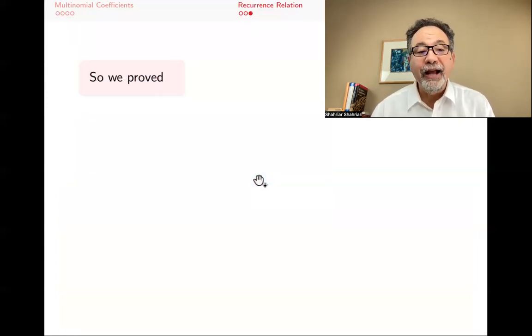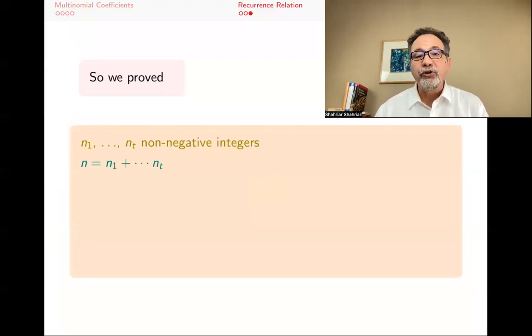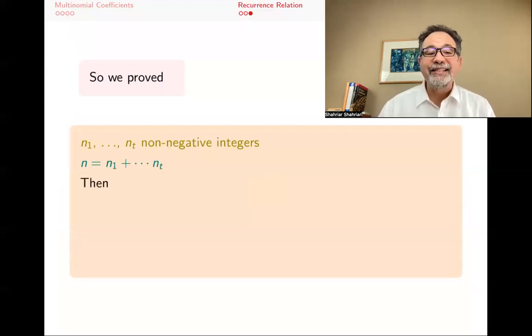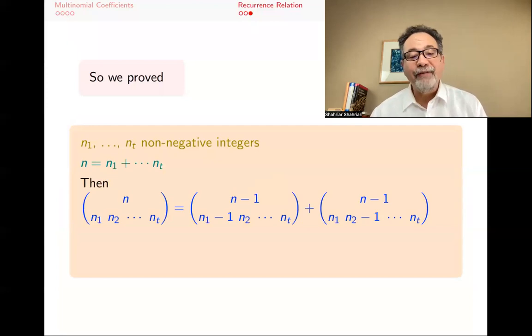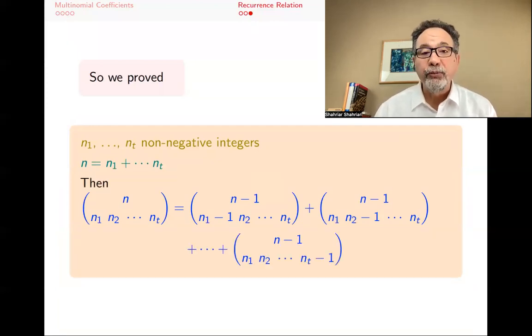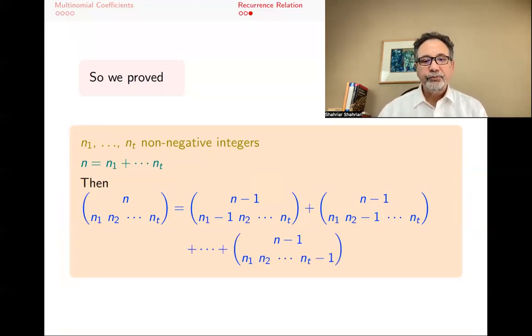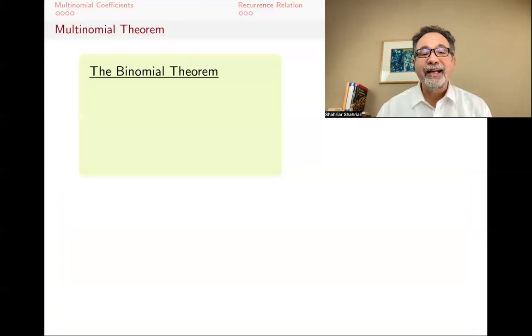So that's the proof. And so what did we prove? We proved that if you have a bunch of non-negative integers and n is their sum, then we have this recurrence relation for the multinomial coefficient. Okay, so now let's try to generalize the binomial theorem.